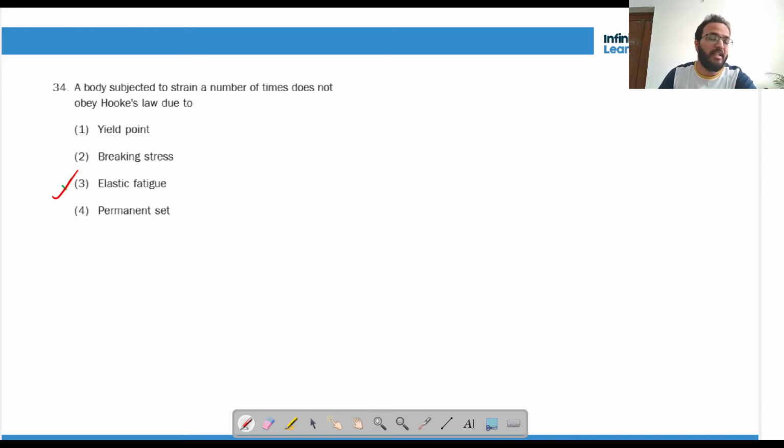34. A body subjected to strain a number of times does not obey Hooke's law due to elastic fatigue. Yes, exactly right. Elastic fatigue is the concept in which an object gets permanent deformation or loses its elasticity because of multiple stresses. Multiple times it has been stressed.